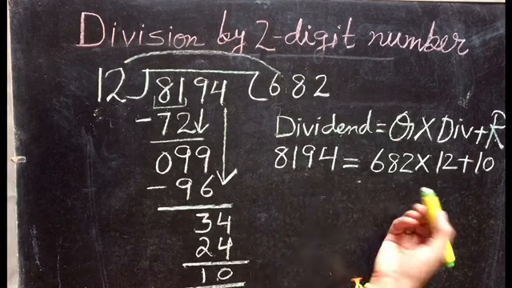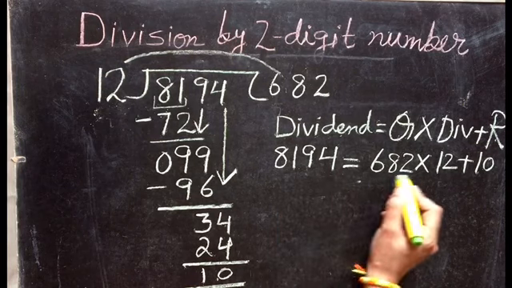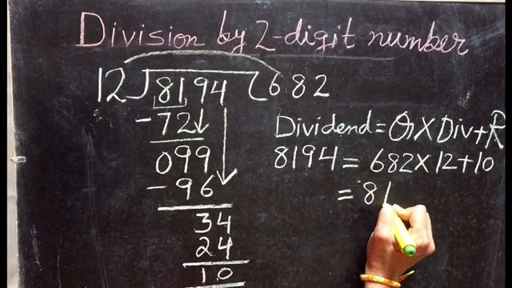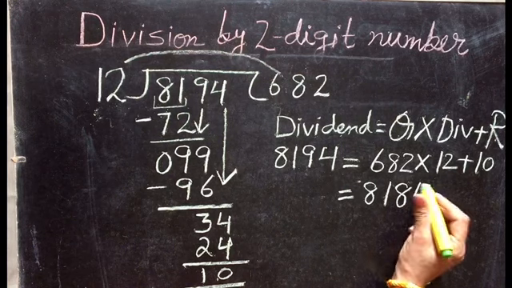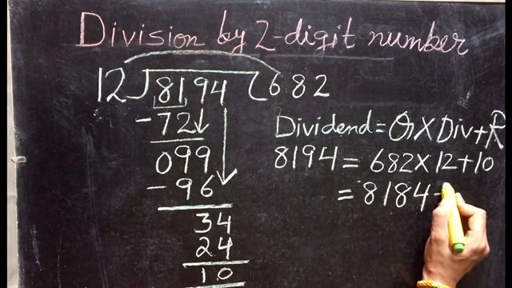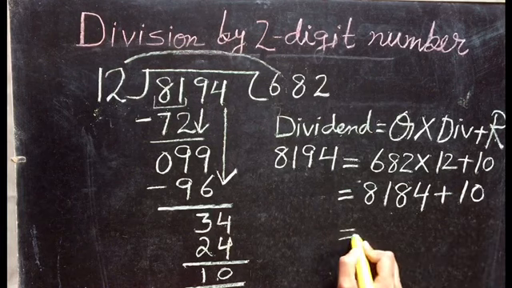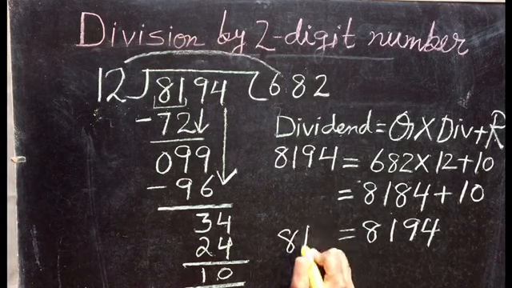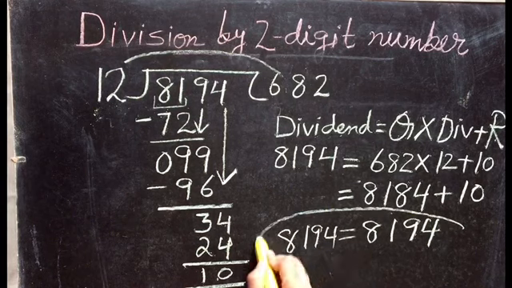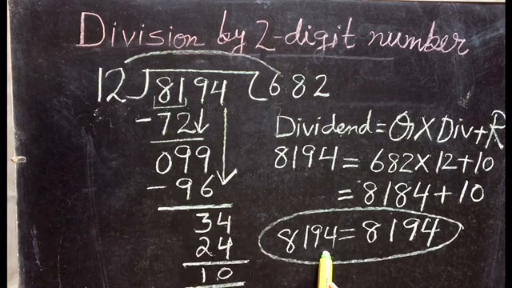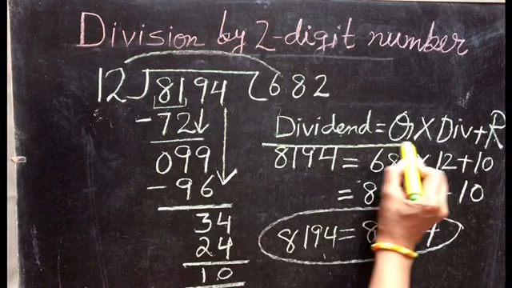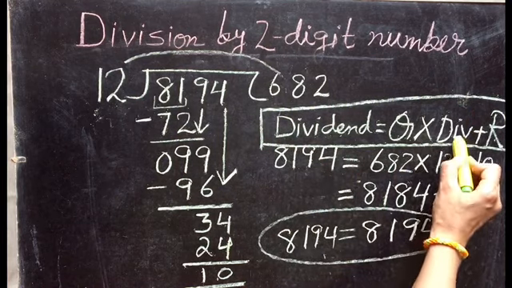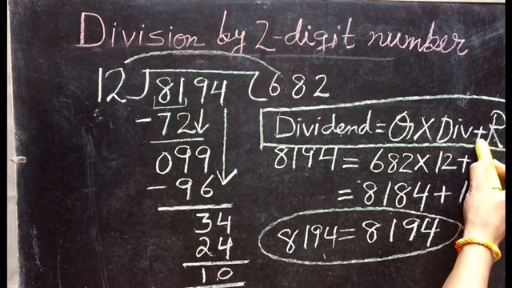So this dividend is equal to the multiplication of these two plus this. Let us see whether it is so. If we multiply this, what are we going to get? It is 8184. After this multiplication, we add 10, so it will be 8194. Here also it is 8194. In this way, we can check whether our division is correct or wrong. Fine. So again, this is a very important formula that you will have to use. Dividend is equal to quotient multiplied by divisor plus remainder. Remainder is added always.